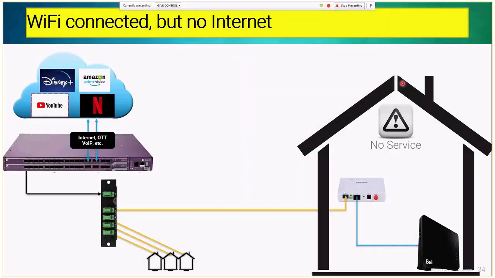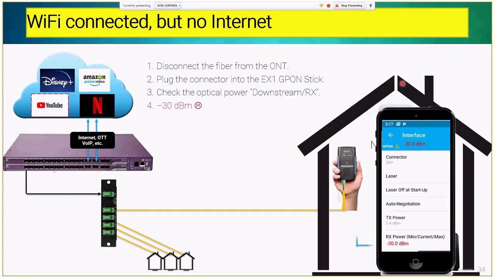In this step, we already installed the network. The customer has been happy for a while, but now we lost the internet connection. The first thing that we could do is start using the EX1 with a GPON stick, which replaces the ONT. By replacing the ONT, we are already discarding any problems related to the hardware.